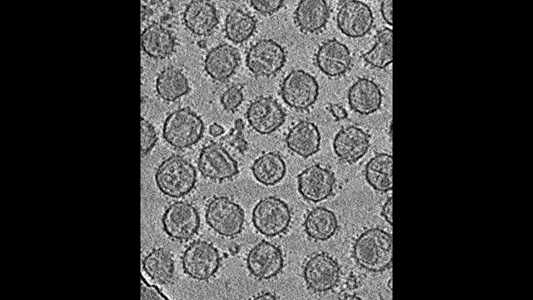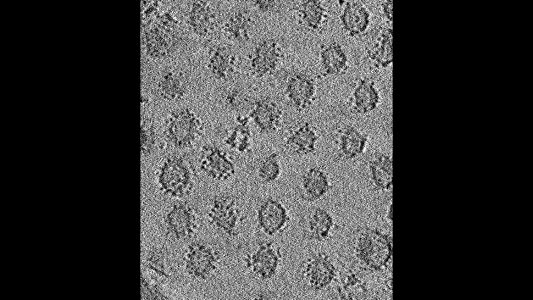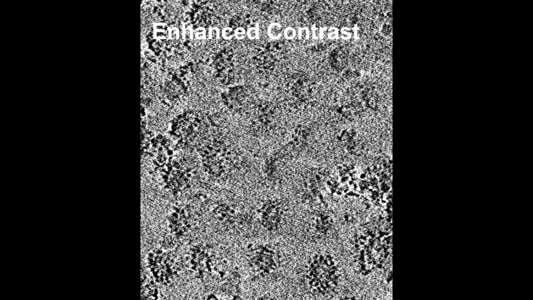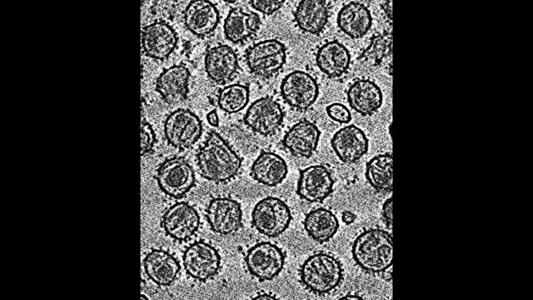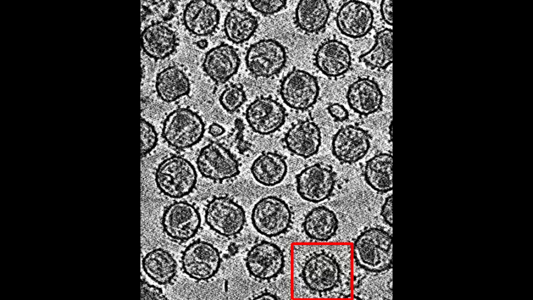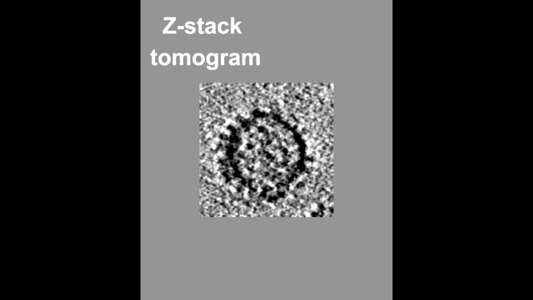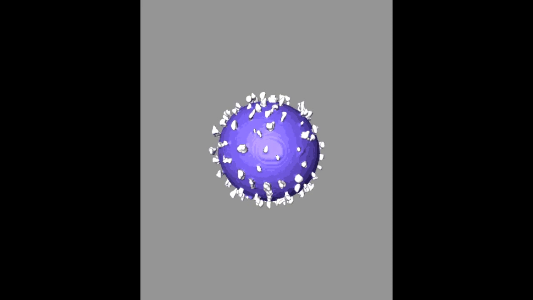If we enhance the contrast, you can see much more clearly. Besides the envelope spike, you can also see the core. If we enlarge this, this is a spike on this one end, the side surface, and also the other end. So basically, you get the 3D information of the virus.